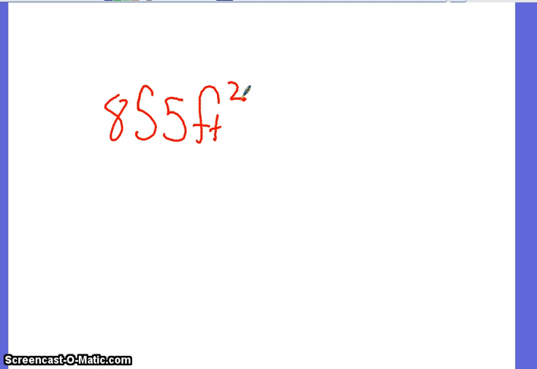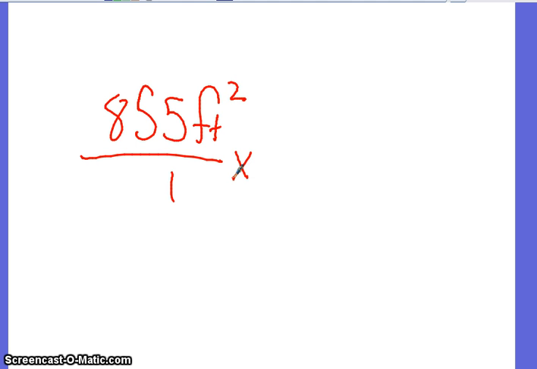So if I wanted to change something simple like this, 855 square feet into yards, I can do that. But notice it's square feet. It's not just feet, it's square feet. So there is something different that we have to do. We're going to write 855 square feet over 1. I need a unit multiplier that's going to make this go in the yards.